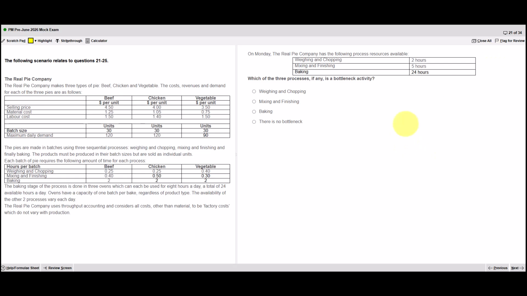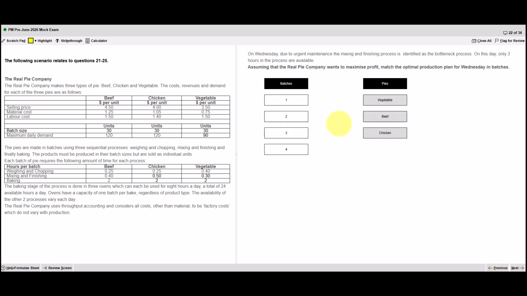On to the real PICO. First question, which of the three processes, if any, is a bottleneck? That's going to take a bit of working out. Assuming that real PICO wants to maximize profit, make the optimal production plan for Wednesday in batches. There's a bit of information, but there's still going to have to be some calculations and working out there.